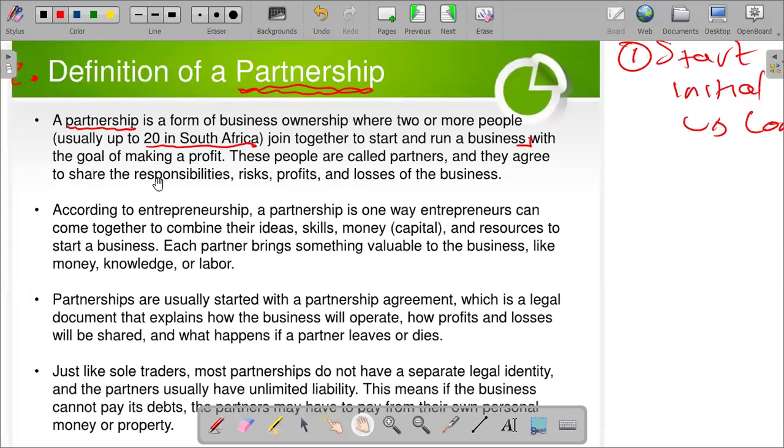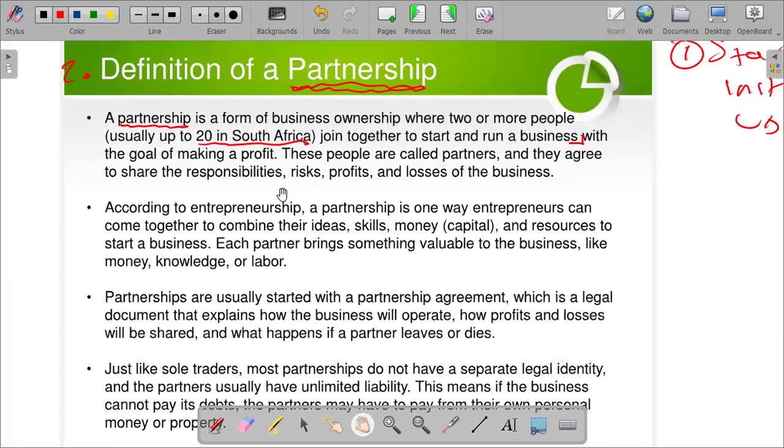With the goal of making profit. In every business, unless you're an NGO or an NPO, the initial goal is to make profit. And then as we move along, these people are called partners and they agree to share the responsibilities, risks, profits, and losses of the business. When we go further into the key characteristics of the partnership, you get to learn more about how a partnership deals with the responsibilities, the risks, the profits, and the losses.